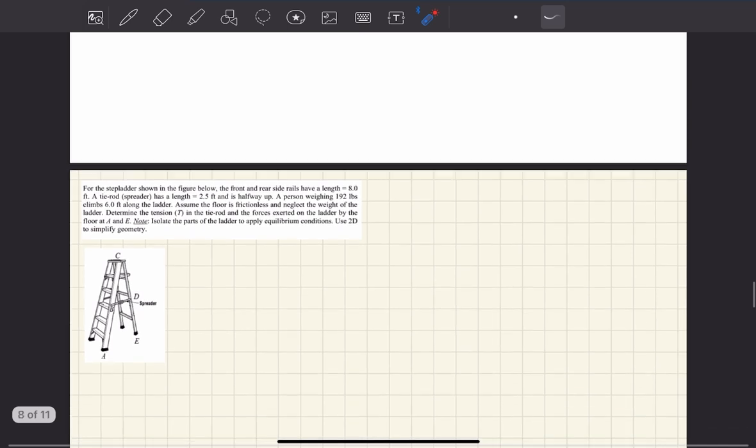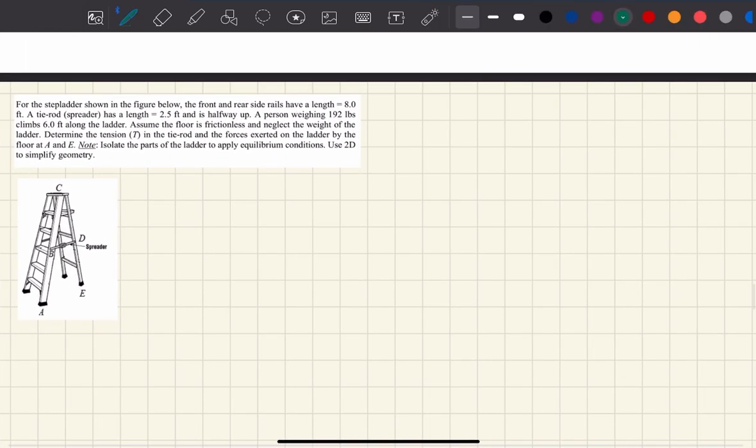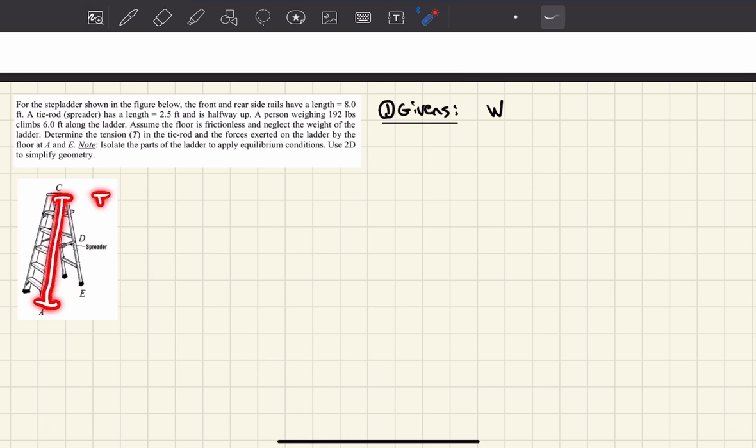Okay, perfect. So we're going to start with givens, as you should know by now. In terms of what we're given in this question, we're given straight up the weight of the person, not the mass, the weight of the person that is going 6 feet along the ladder. The ladder is 8 feet along this way, so 6 feet, the person's right around here, and they weigh 192 pounds. So the weight of the person is 192 pounds.